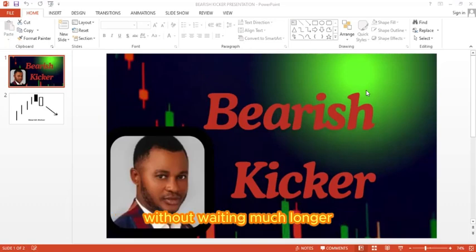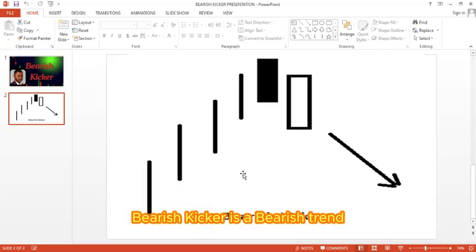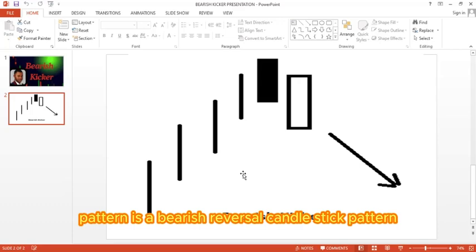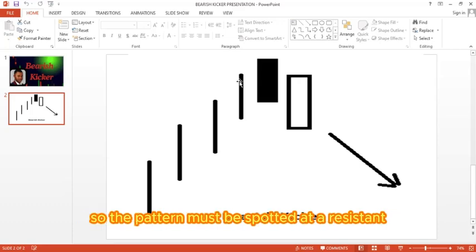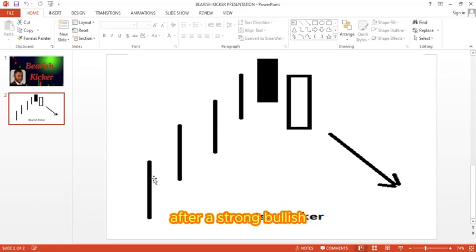Without waiting much longer, let's go straight to the business of the day. Bearish kicker is a bearish trend reversal candlestick pattern that is formed at a resistance after a strong bullish move, signaling the end of an uptrend. So the pattern must be spotted at a resistance after a strong bullish move.